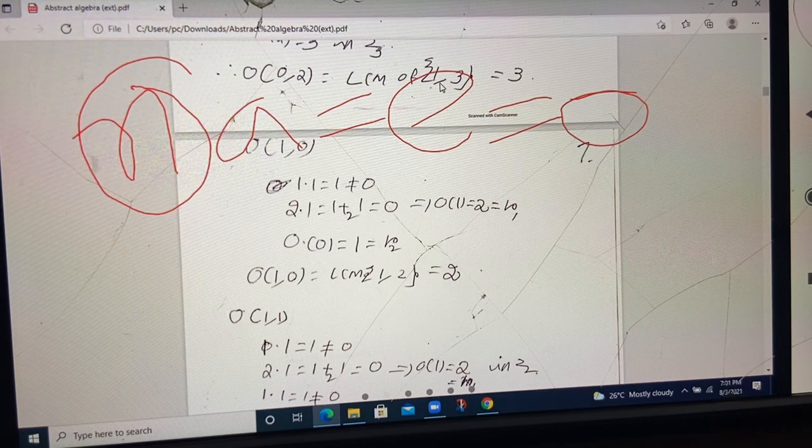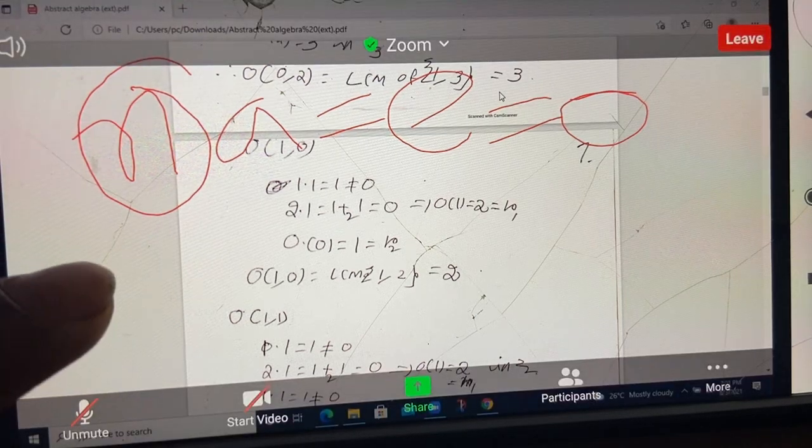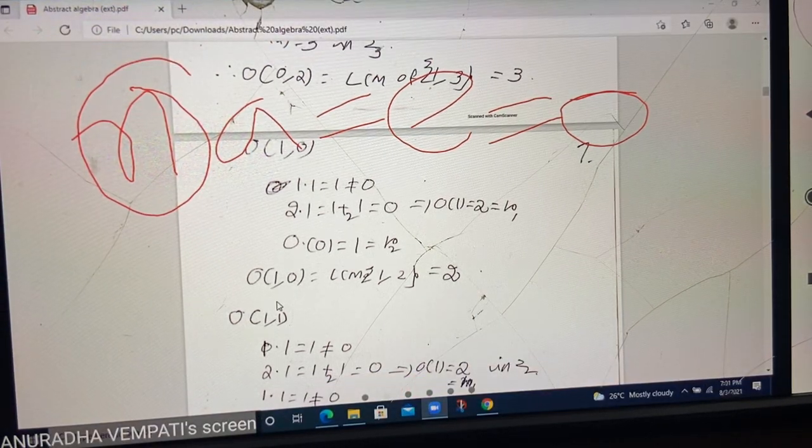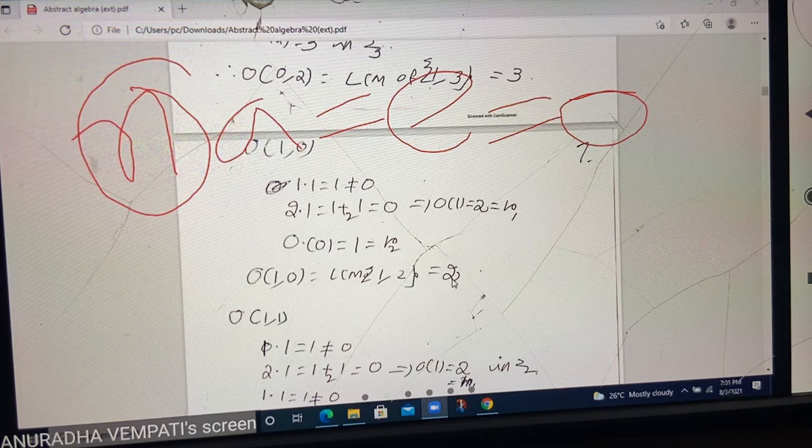Somebody muted yourself. Homework. Extra homework. The order of (1, 0): LCM of 1 and 2, which is 2.